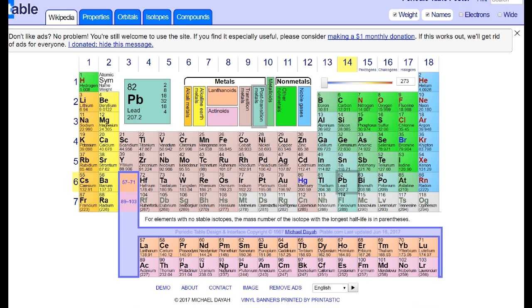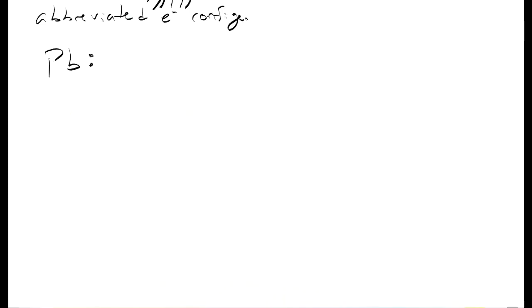So lead is down here at number 82. The previous noble gas is xenon, number 54. Not radon. Radon has more electrons. Okay, so it's xenon. So there's the core. And then 6s2, 4f14, 5d10, 6p2.